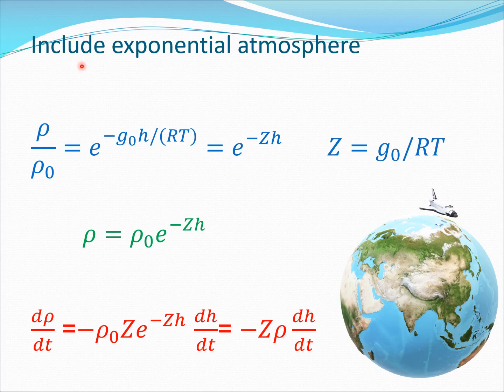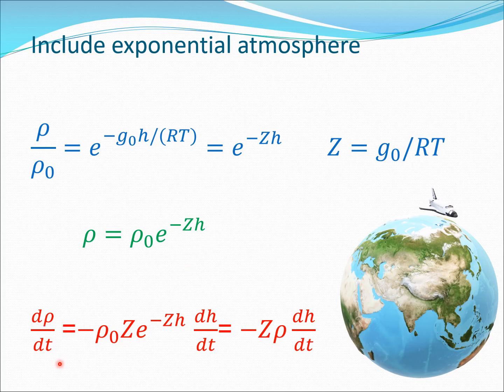So now what I'm going to bring into this system is the exponential atmosphere. So recall from our previous lecture, the exponential atmosphere means that rho by rho 0 is e to the power minus g0 h by RT, which is e to the power minus zh, where z was g0 by RT. So what I can do is I can write rho as rho 0 e minus zh, and this allows me to differentiate rho and express the derivative with respect to h.